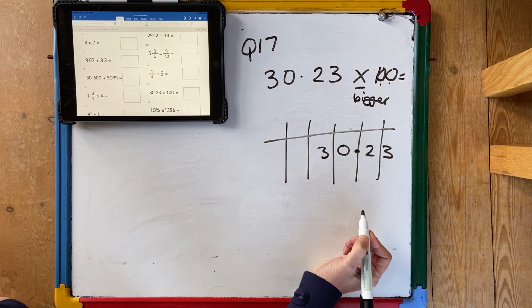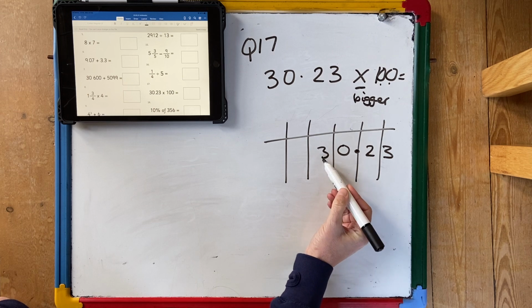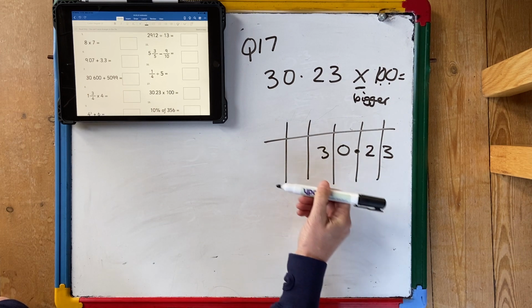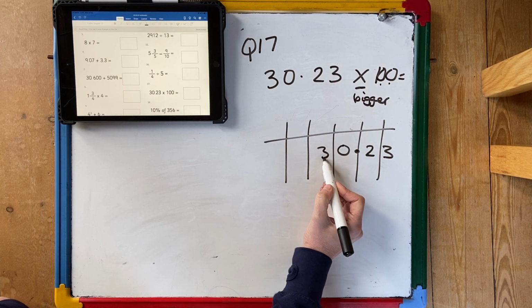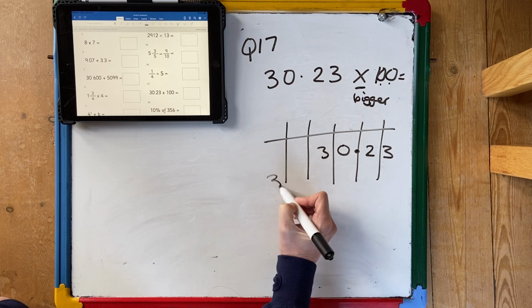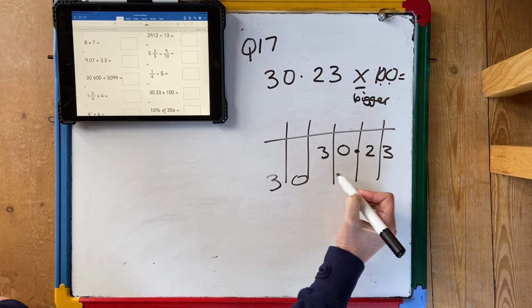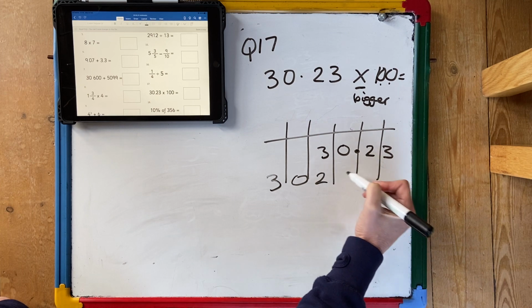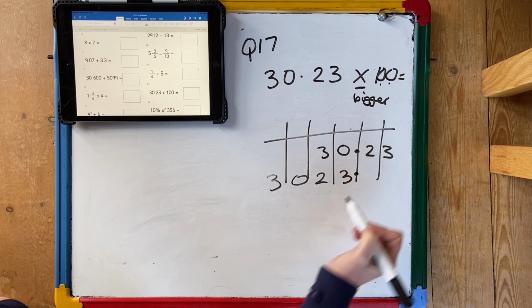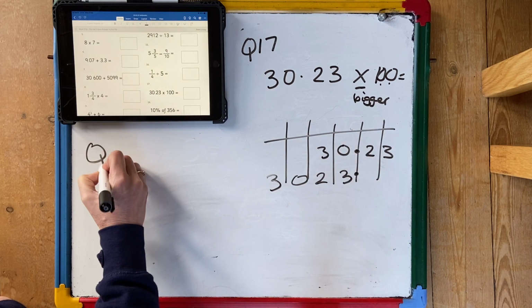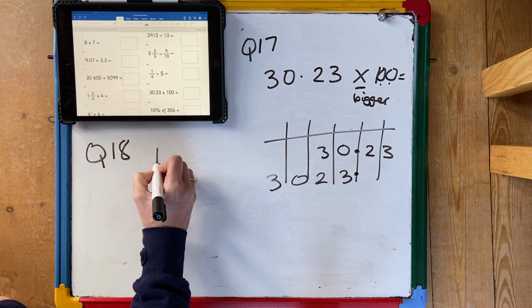30.23, make it 100 times bigger. So you need to move the digits this way 2 places. So pick up the 3, move it 2 places, 1, 2. Pick up the 0, move it 2 places. Pick up the 2, move it 2 places. Pick up the 3, move it 2 places. There's your answer. Question 18, last question.